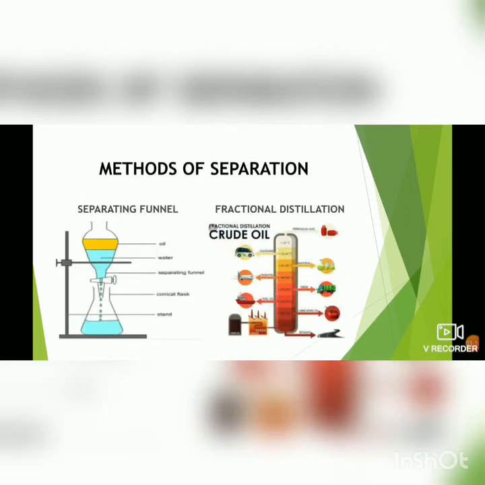The next picture also shows some methods of separation in liquids. Look at the first picture. You see a separating funnel, a different looking funnel. This funnel is useful to separate two liquids which do not mix with each other. We call these liquids immiscible liquids. For example, oil and water.